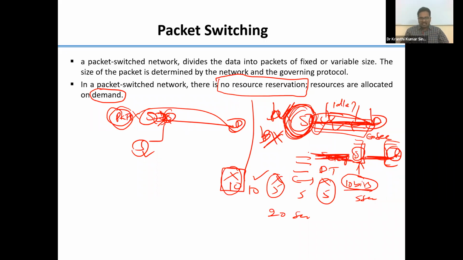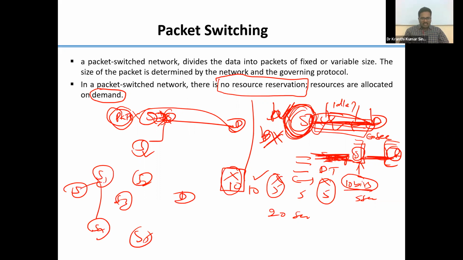But in a packet switching network, there is no setup phase. There is no dedicated connection. The source is there, the destination is there. Here we have multiple switches: switch 1, switch 2, switch 3, switch 4, and switch 5, all connected like this. So this is the source point, and this is the destination point.